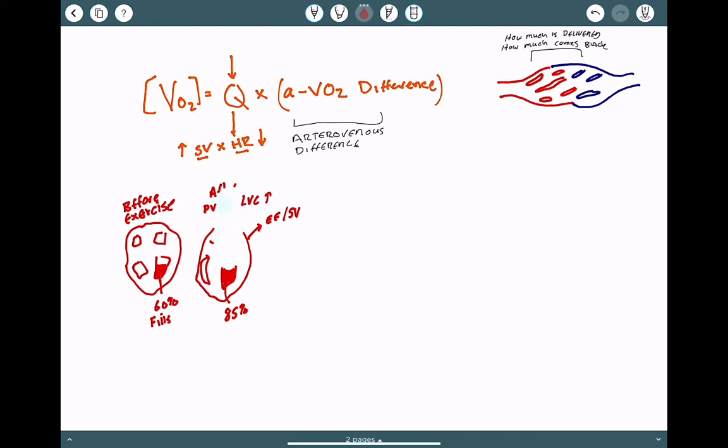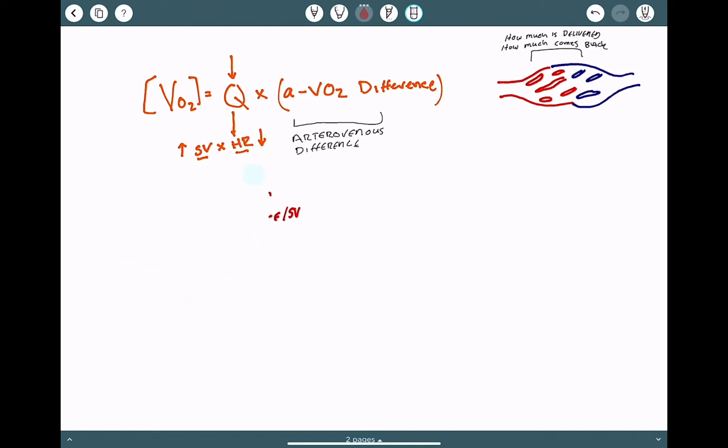So that is how the Q works, okay? So the Q is focusing primarily on cardiovascular changes. And that makes sense because we're talking about stroke volume and we're talking about heart rate, and those are primarily cardiovascular components. Now, when we talk about the arterial venous difference, now we're talking more about the A, which is going to be more of a pulmonary function, right? So if we have changes to our pulmonary function, that's going to be our lungs, right? Well, the A is going to be the oxygenation, right? So we're talking about the arterial side, right?